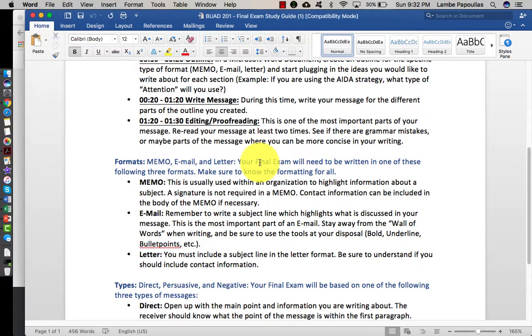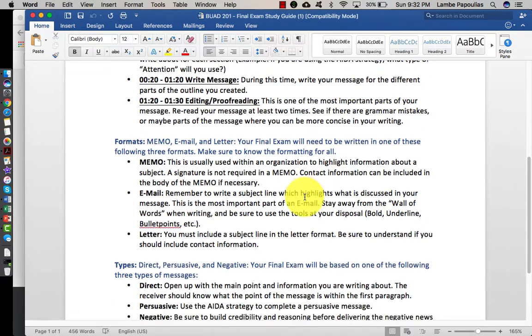So your final exam will need to be written in one of these following 3 formats. Make sure to know the formatting for all. Memo. This is usually used within an organization to highlight information about a subject. Remember, a signature is not required in the memo. Contact information can be included in the body of the memo if necessary.